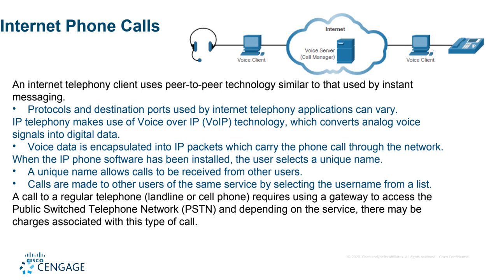When we say a unique name, imagine your mobile number, right? You have a number that is unique for you. Also, when you are using VoIP, you have a unique number or unique name for you. A call to a regular landline requires using a gateway. You have to get permission and special devices from the telecom provider.